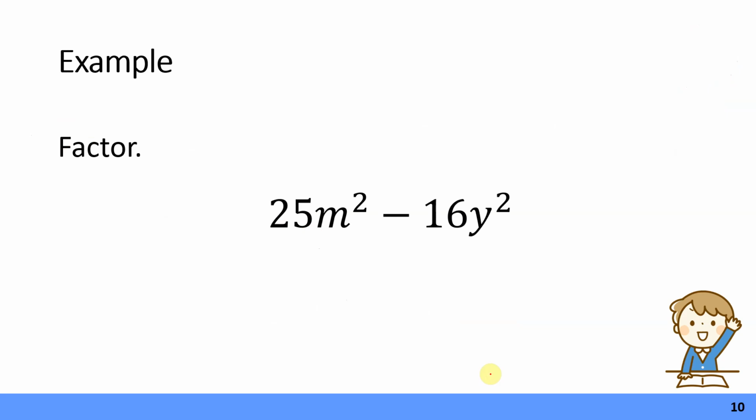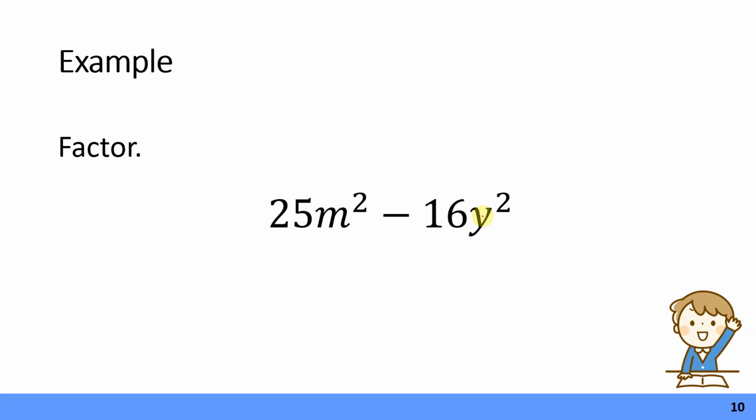Right? So here we have a problem and you have to figure out what kind of formula am I going to use. Right, so first thing you're going to notice, and remember, the first thing you always do is factor the greatest common factor first. Don't forget that. But here, there's no number that goes into 25 or 16, so we don't have a greatest common factor. This one has an m, this one has a y, so I can't factor out a variable. So this one, no greatest common factor.